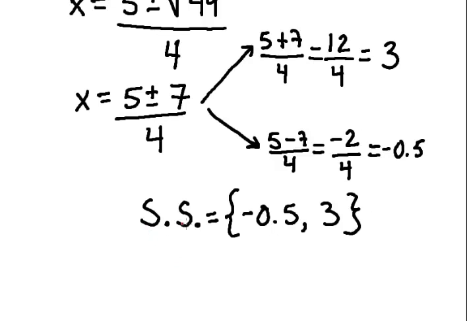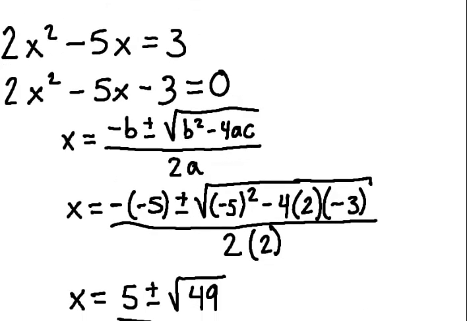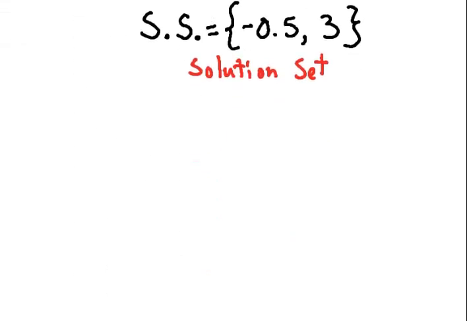Now, what does S.S stand for? S.S basically means solution set. What does solution set mean? Well, solution set basically means the collection or the list of the answers. There are 2 answers, so I put them on a list inside curly brackets. That's what it means. So the answer will be S.S. equals minus 0.5, comma 3. That's how you solve an exercise using the quadratic formula.